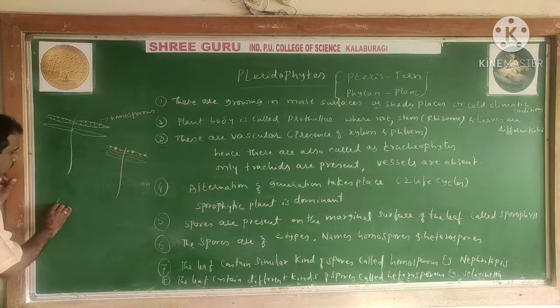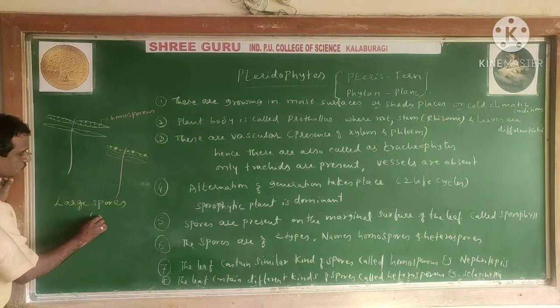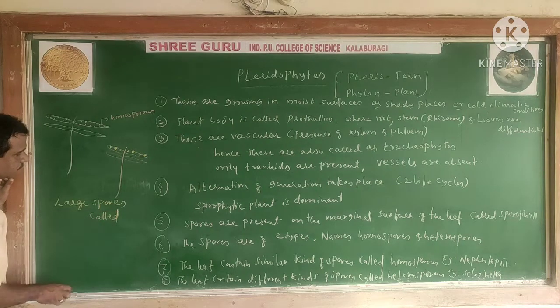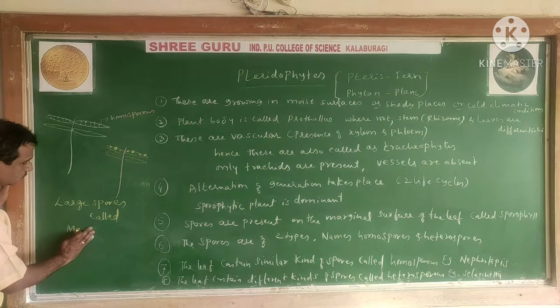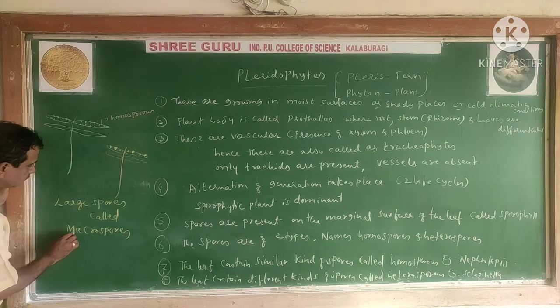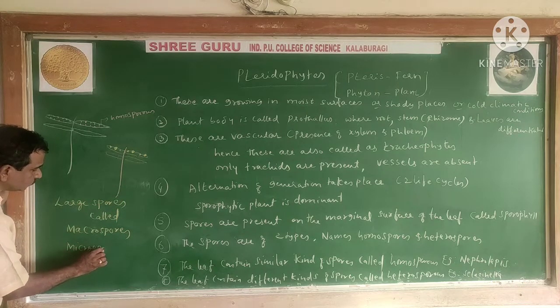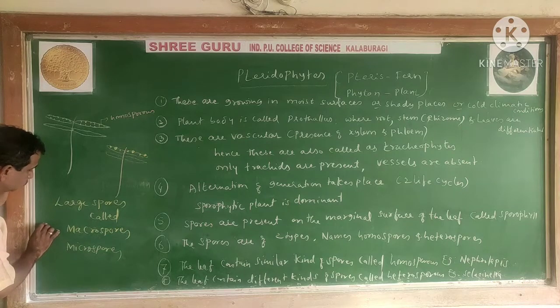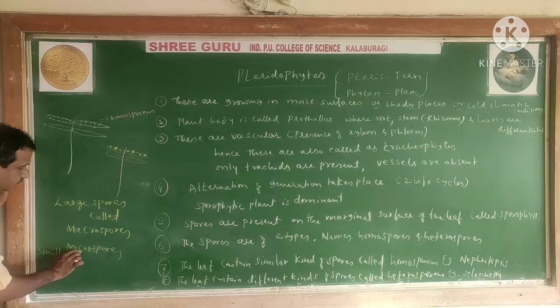So here the large spores are called macrospores, and the smaller spores are called microspores. This is the large spore, this is the small spore. Small spores are called microspores.